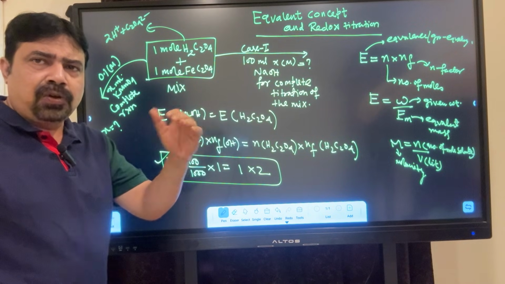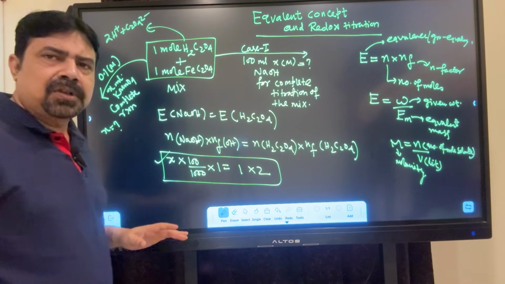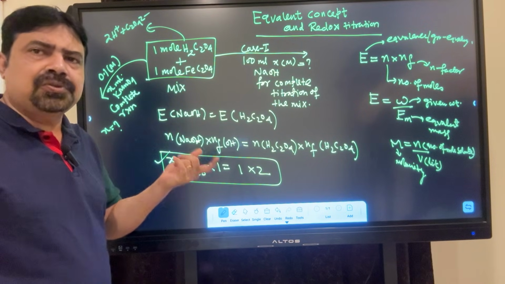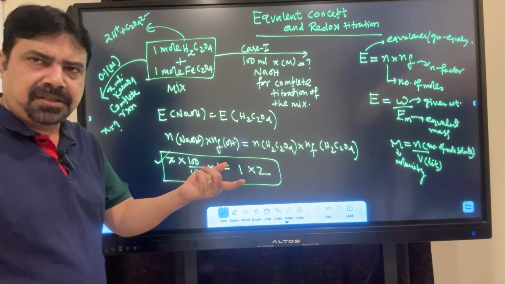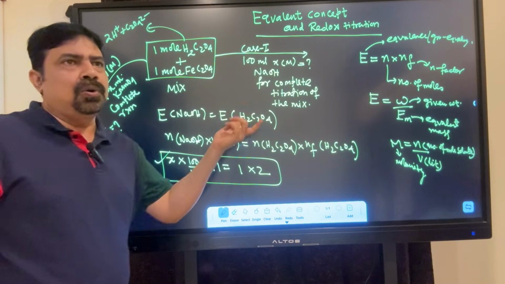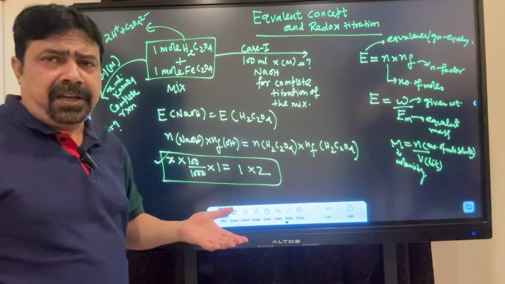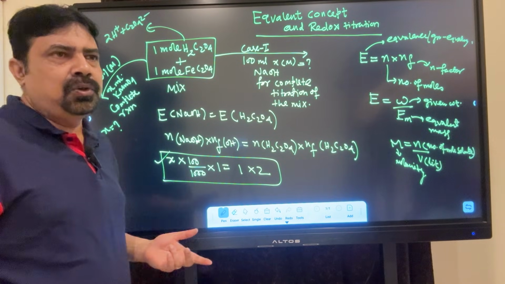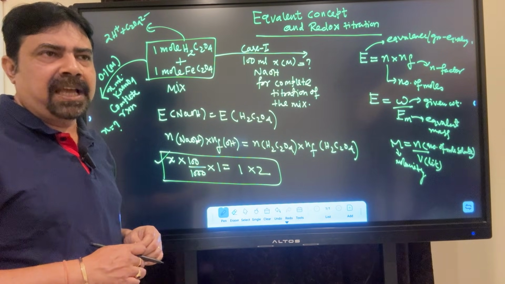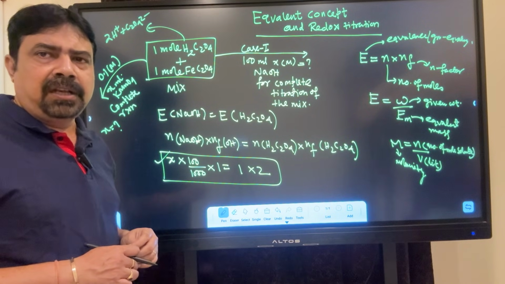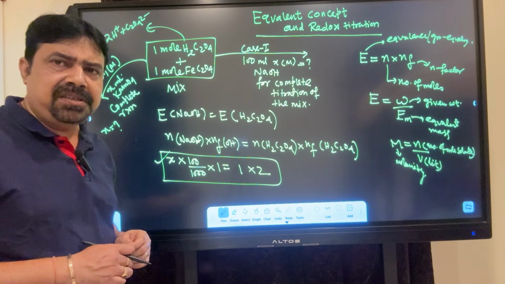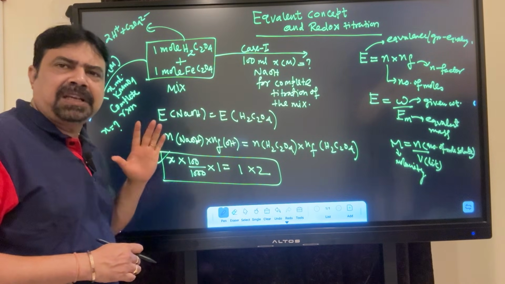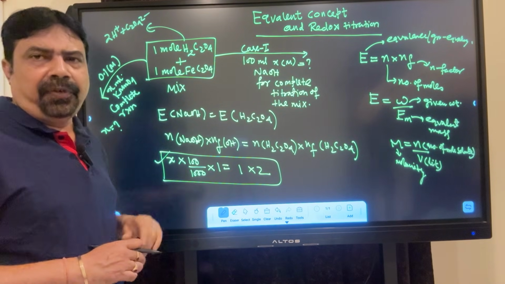We apply that equivalents of NaOH equal equivalents of oxalic acid. Equivalents equals number of moles into n factor. And the number of moles, how can I change in terms of molarity? Molarity into volume of the solution in liter is the number of moles. And n factor is the number of ionizable H plus from the acid, and the number of ionizable OH minus for the base. We change it and we get one equation with one value to find out. I hope you can do these simple calculations and get the value of X.